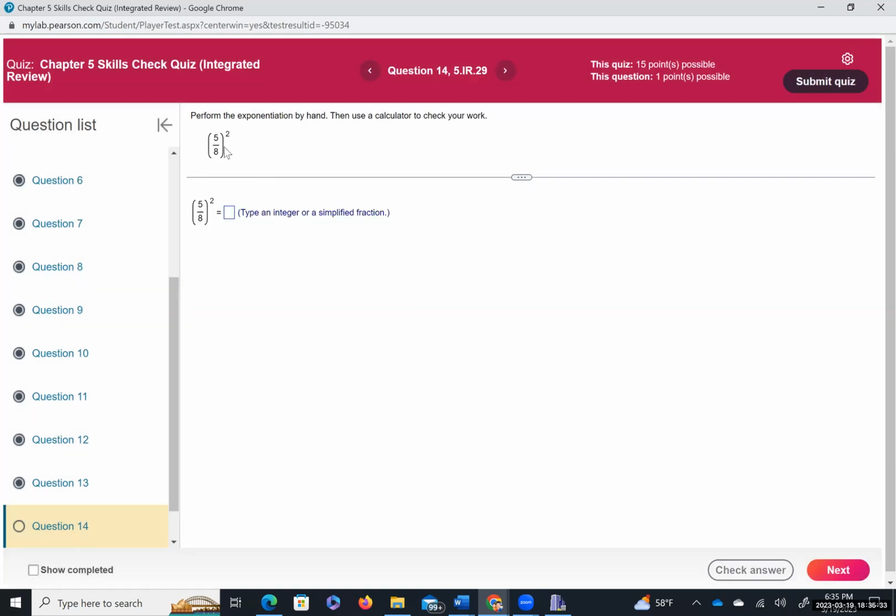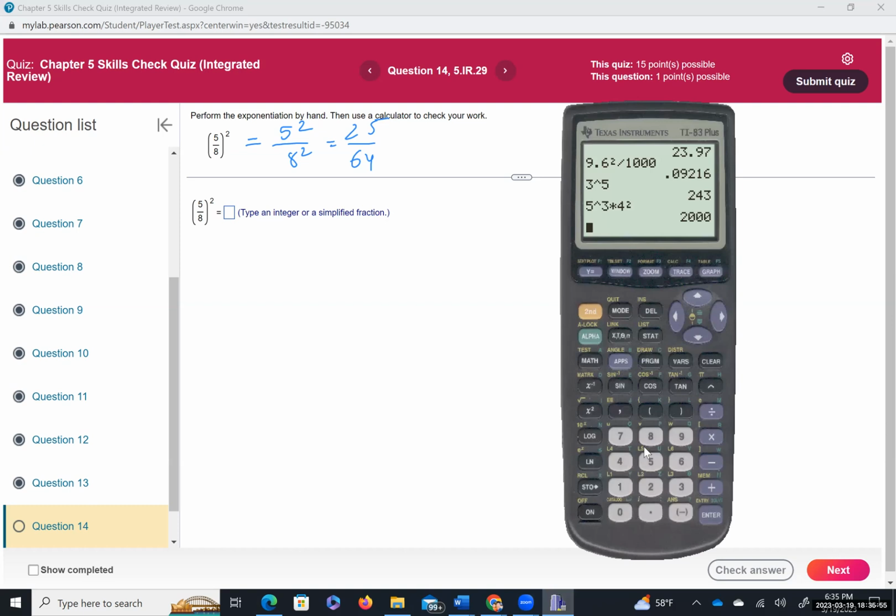5/8, and then everything squared, right? If you do it by hand, you can do 5 squared divided by 8 squared. And 5 squared is what? 25, right? 8 squared is what? 64, right? Let's just use the calculator and see. So 5, let's use parentheses here. 5 divided by 8, right? And then square, enter that. Okay, so now my fraction form is 25/64, right? So that's the answer.